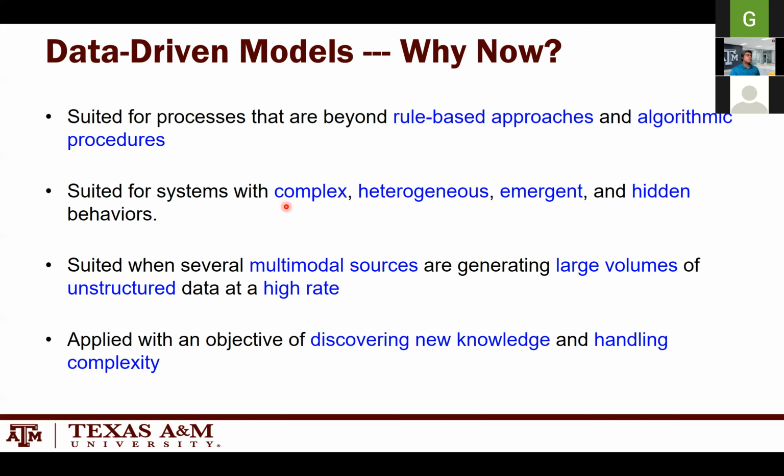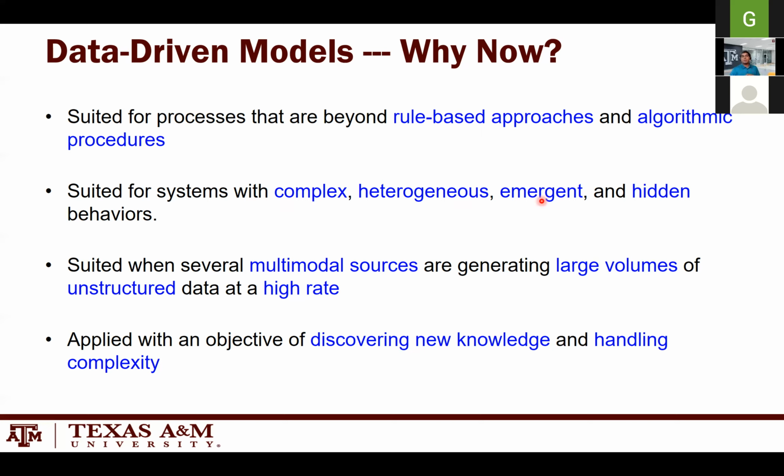When do these methods shine? They shine when we have complex systems, systems that are heterogeneous, systems that are emergent. Emergent in the sense that when you combine 2 or 3 components, that leads to a very new type of behavior, right? If you look at a bicycle, when you start assembling the handle, the wheel, the pedal, all of a sudden you can move. So that's an emergent property.